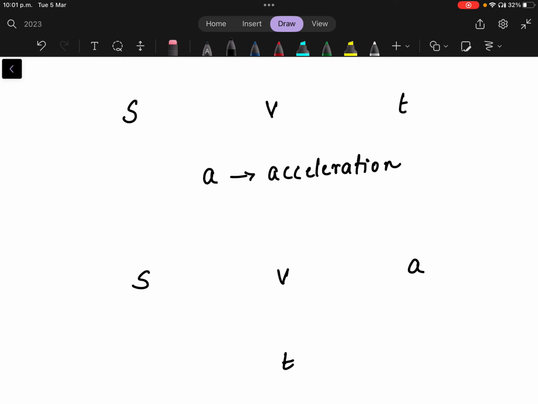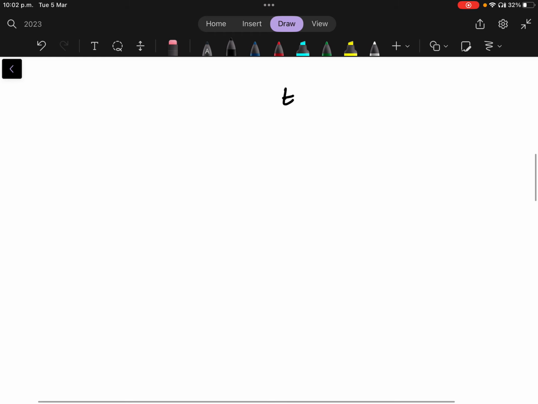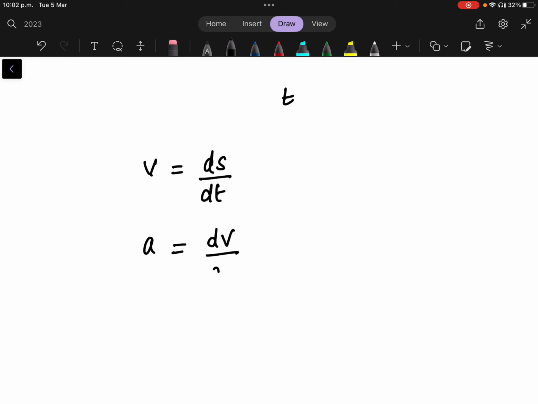Now, the rule of differentiation says that if you differentiate the displacement with respect to time, dt, you will get the velocity. If you differentiate the velocity with respect to time, you get the acceleration. Okay, so this is the rule. Now let me just write it once again. V is equal to ds over dt, and a, acceleration, is equal to dv over dt.